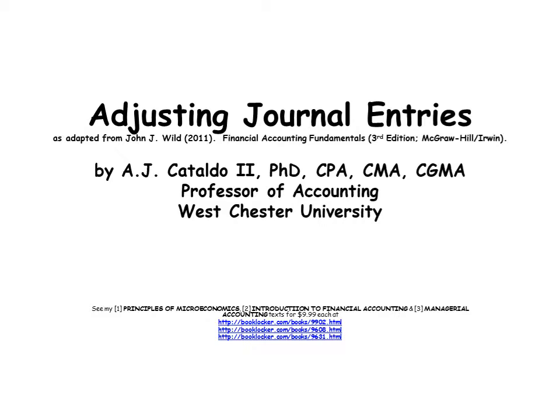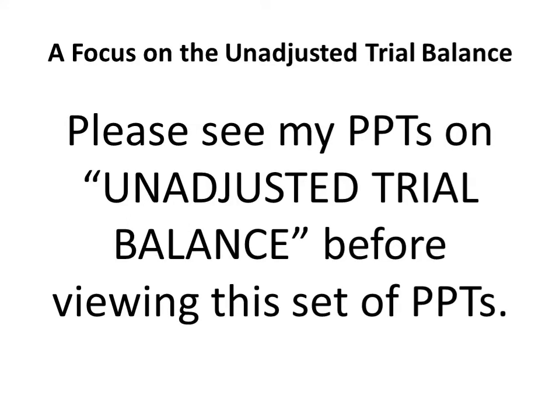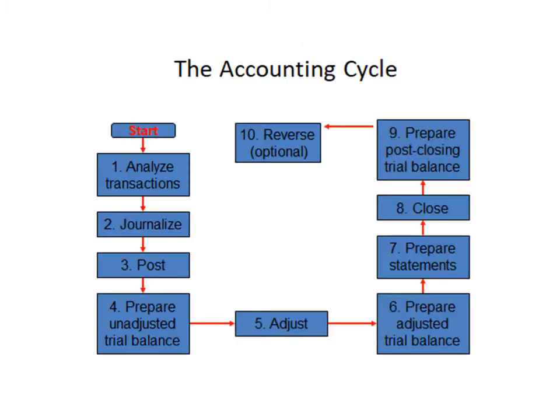I'm going to go through some adjusting journal entries, how they would be made and how they map onto a trial balance worksheet. Very broad brushstrokes. This is the type of material covered in an introductory financial accounting course, usually around Chapter 3. If you have not seen them and you're weak on the steps in the accounting cycle, please see my PowerPoints on the unadjusted trial balance before you proceed.